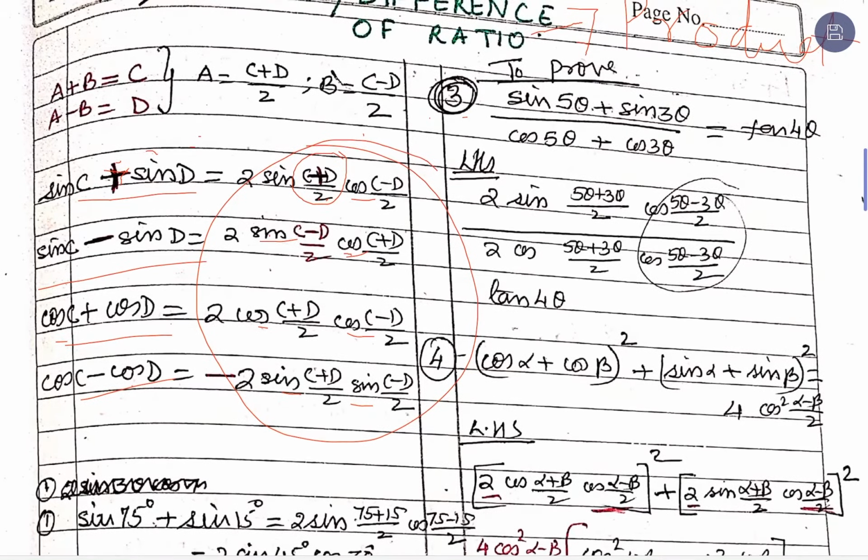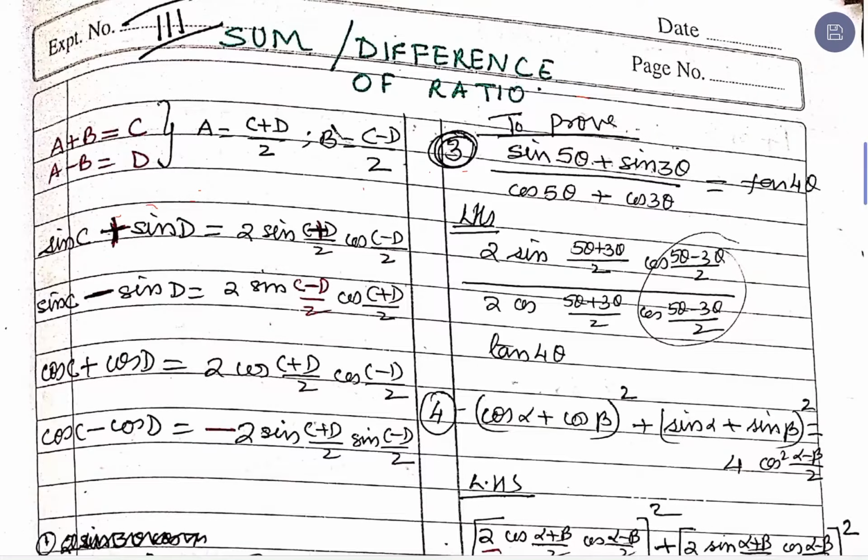Now if you see the next expression, the next expression is to prove. Again I am reading the question in terms of the formula that I have to apply. So I will read it as sine of C plus sine of D. So it is very clear to which formula it should be associated.